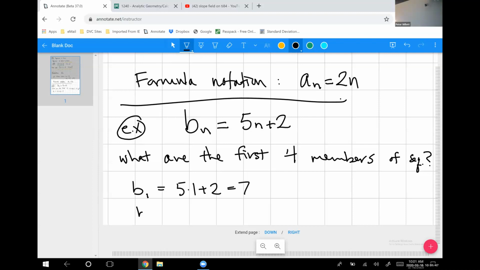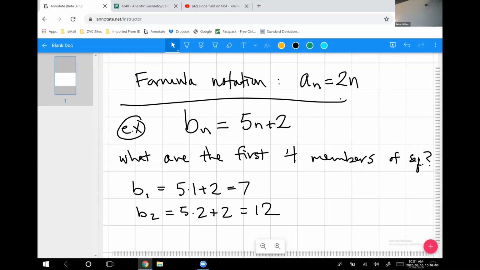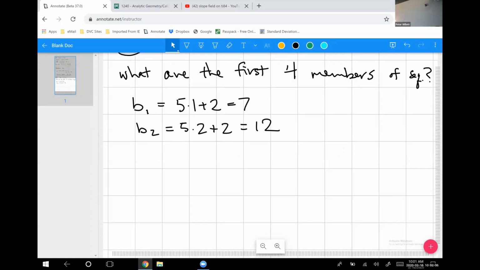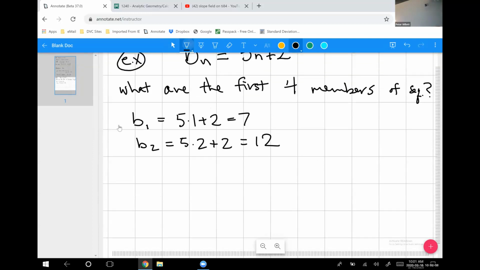Okay. B sub 2 would be 5 times 2 plus 2, which would be 12. And then if you do that for each of the 4 cases, you get the first 4 terms of the sequence, 5 times 3 plus 2, which is 17.